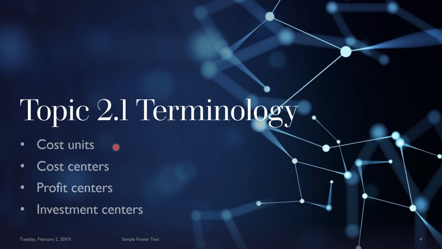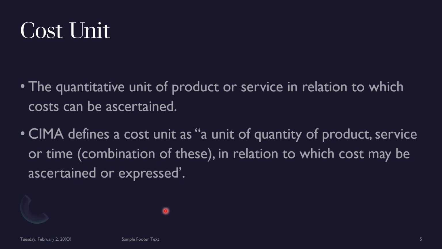Now let us look at the definitions for cost unit, cost center, profit center, and investment center. First one is cost unit. What is a cost unit? It is a quantitative unit of product or service in relation to which cost can be ascertained.